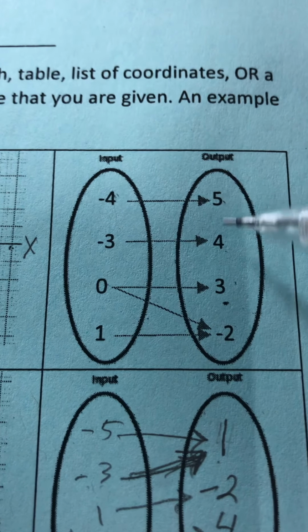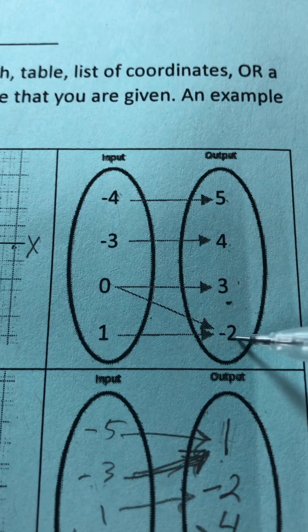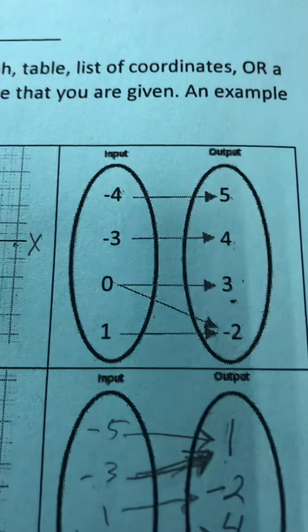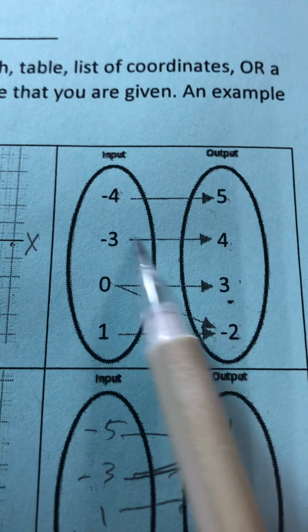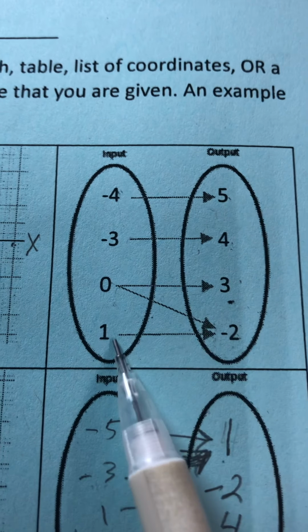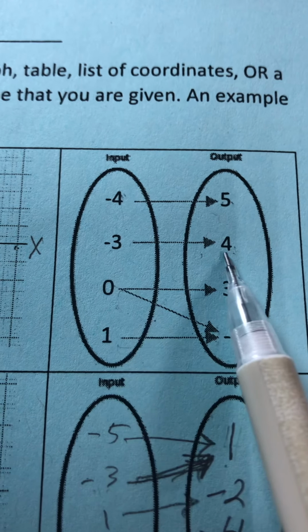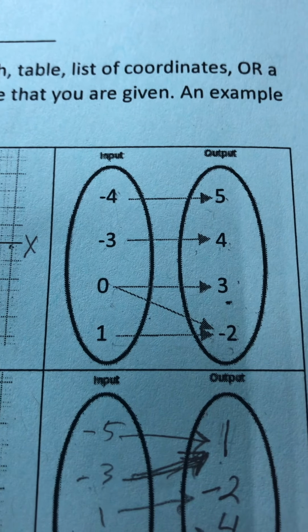Then I had a 5, a 4, a 3, and 2 -2s, and that's why you have 2 arrows going to the -2s. So you just draw your lines to pair them up. That -4 went with the 5, the -3 went with the 4, and so on. Okay, so that's how you do that.